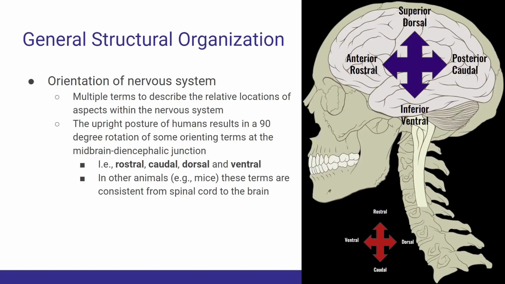Additional terms include anterior, which indicates the front of the brain, superior, which indicates the top of the brain, posterior, which indicates heading towards the back part of the brain, and inferior, which indicates the lower parts of the brain. And once again, these terms are relative, so it can vary based off of the structures that you're talking about. For example, the frontal lobes are superior to the temporal lobe, but they're anterior to the parietal lobe.